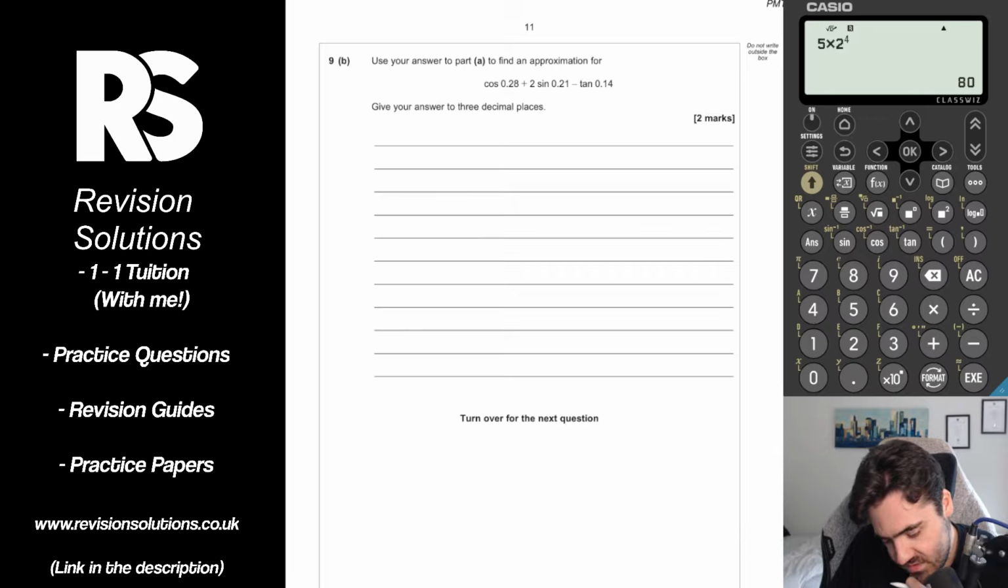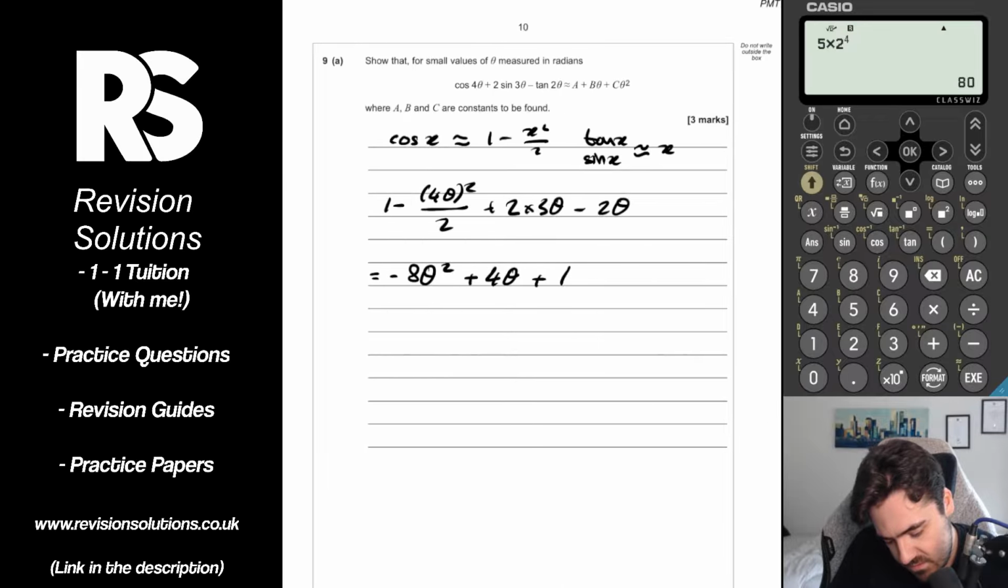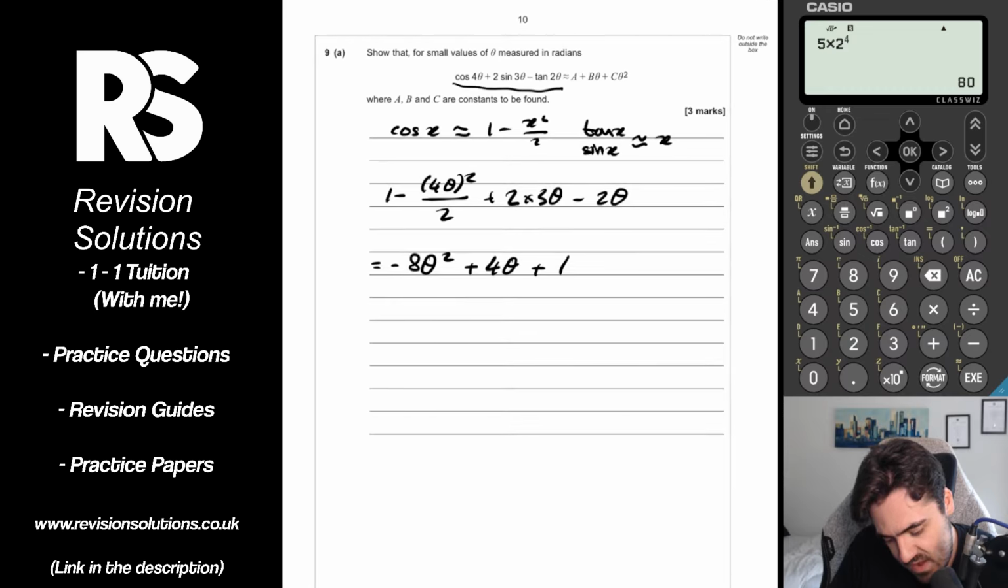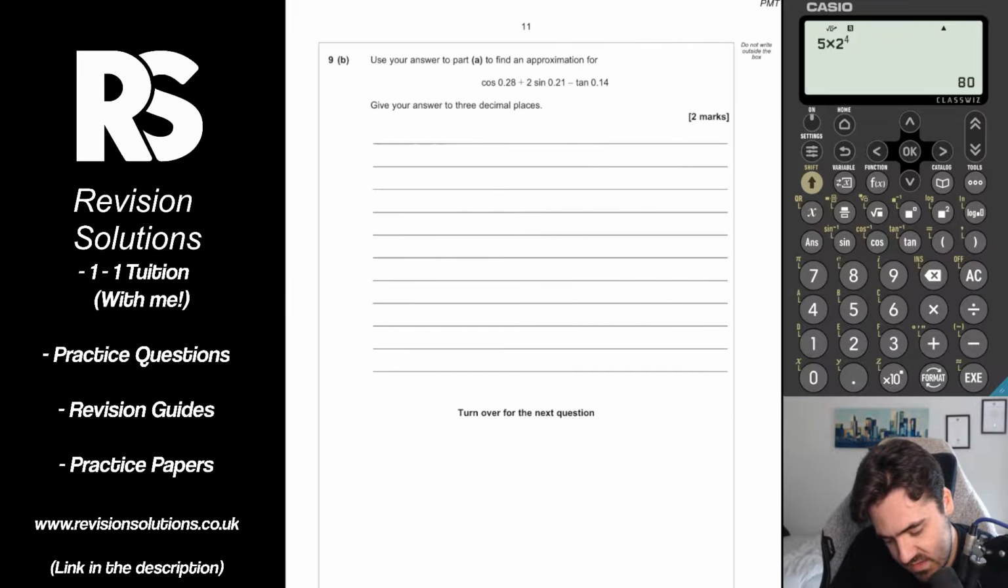Then for part B, it says, use your answer to part A to find an approximation for cos of 0.28 plus 2 sine of 0.21 minus tan of 0.14. So first off, let's see that that's actually this here. And they've actually put in some kind of value of theta. So let's think about what that angle is.